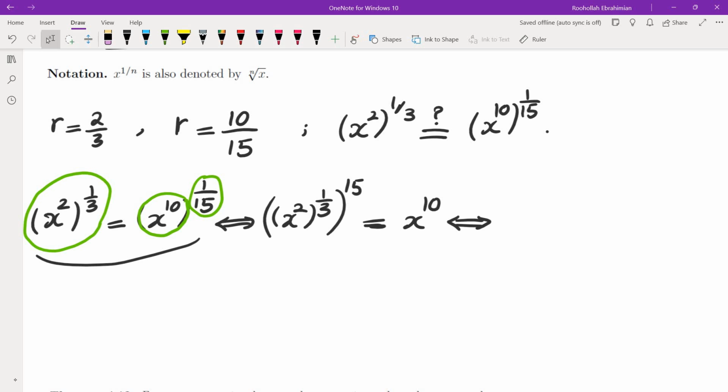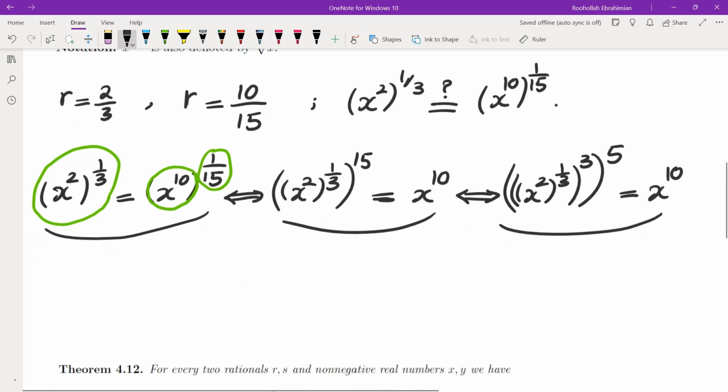You can prove those by induction, and in fact I have proved these as examples in the earlier section. This is in chapter 0. So I can write down x to the power of 2/3 to the power of 1 over 3 to the power of 15 as this to the power of 3 raised to the power of 5. So these two are the same if and only if these two are the same.